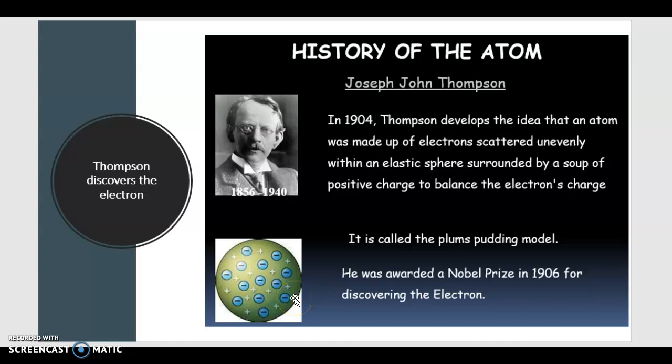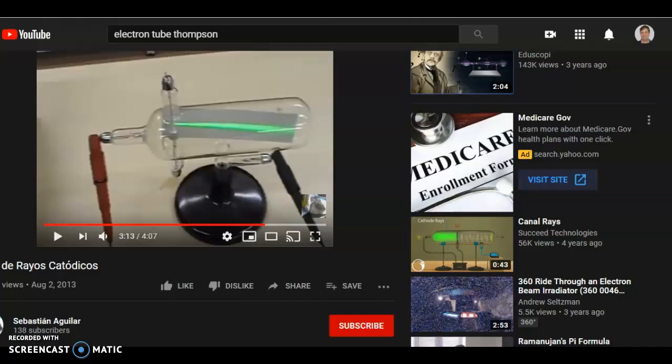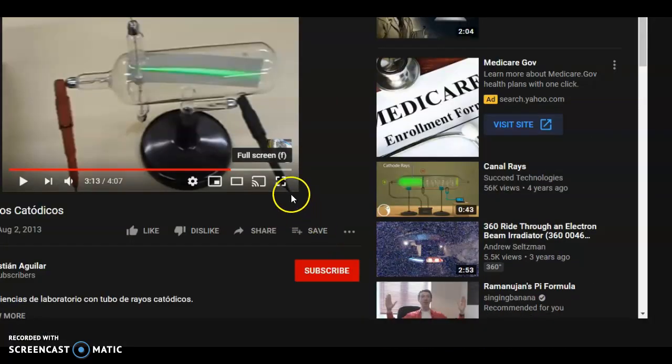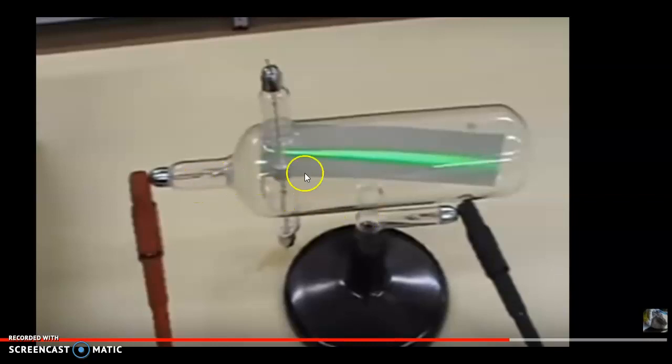And how did he discover the electrons? Let's just look at a quick video here. And this is the apparatus that he used. Let me see if I can make that bigger. So at this point in history, they were able to shape glass, so they were able to make a tube like this. And a few years earlier, a guy named Volta had created a battery. So they were able to have electrical current flow at this point in time.